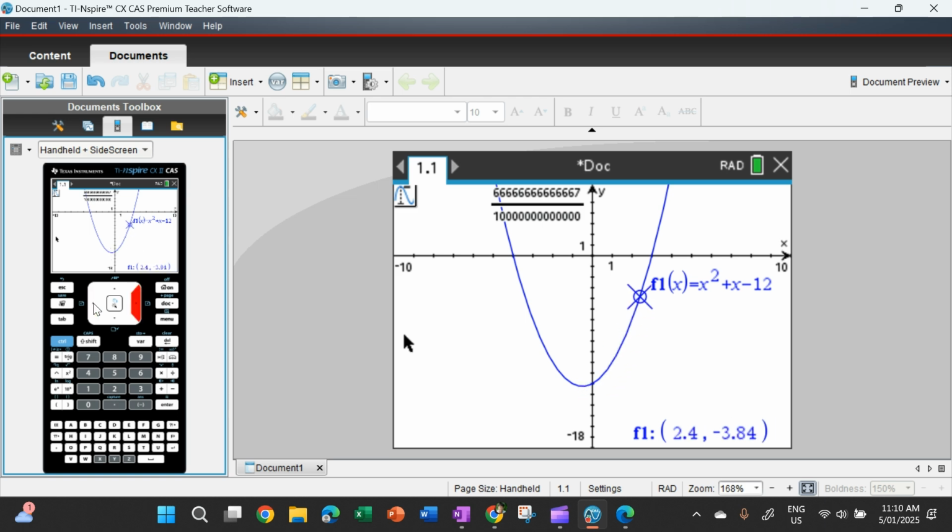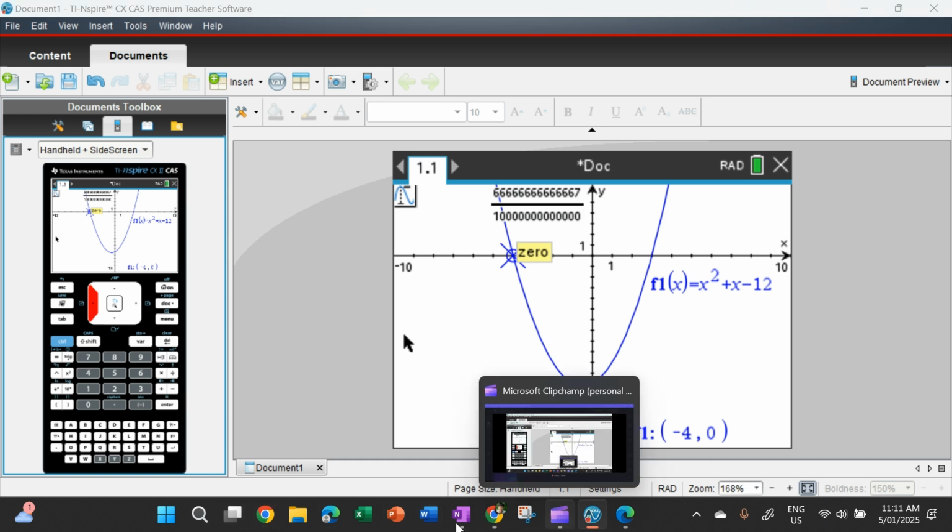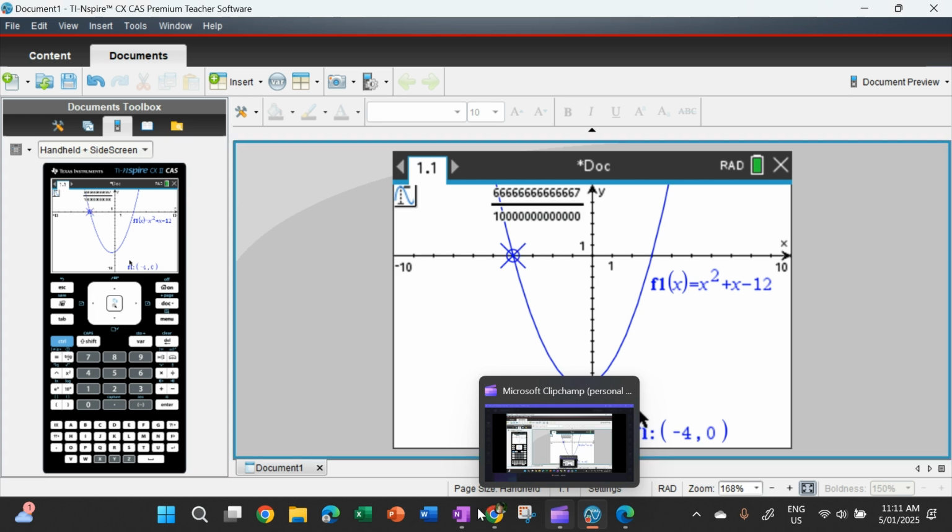Let's have a look at what happens when you go across the x-intercept. That means y equals 0, and we find the two x-intercepts. You can see negative 4 and 3 are your two zeros. Hopefully that makes sense. Now let's go back to the graph.